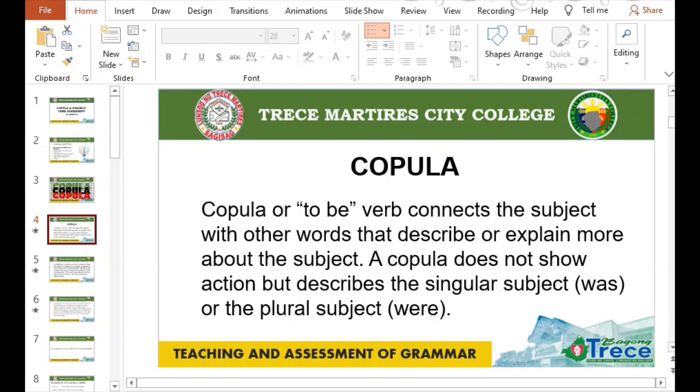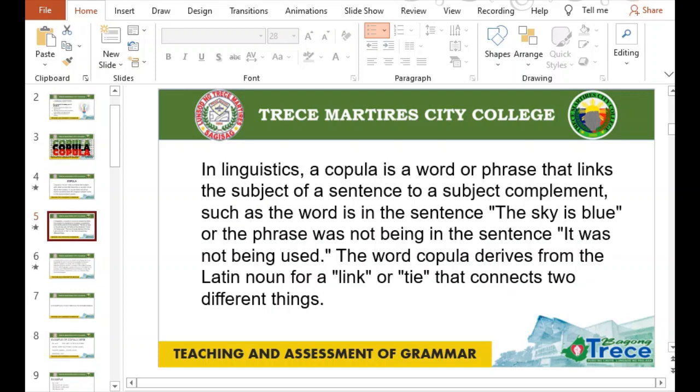So it is just like another information that describes about the subject. So it doesn't show any action at all, but it only describes the singular subject was or the plural subject were. In linguistics, a copula is a word or phrase that links the subject of a sentence to a subject complement, such as the word is in the sentence, the sky is blue, for example, or the phrase was not being in the sentence, it was not being used.